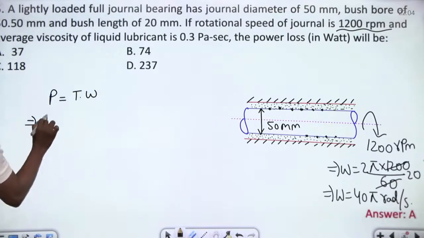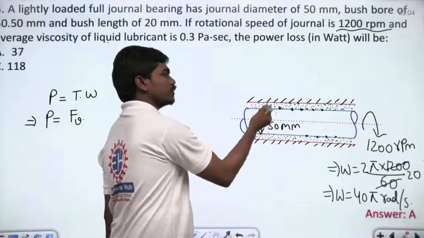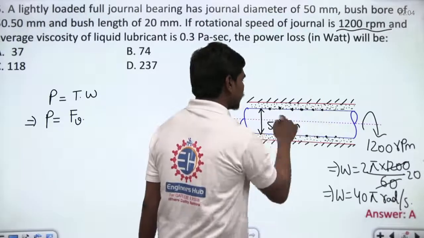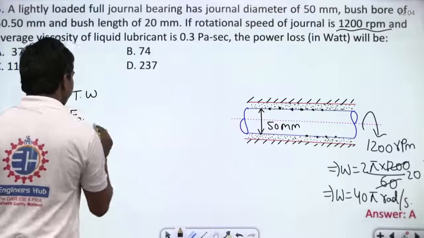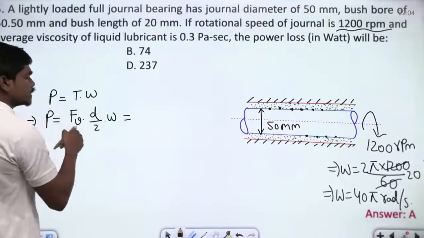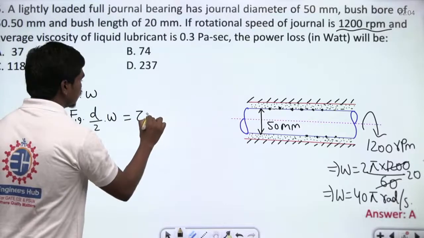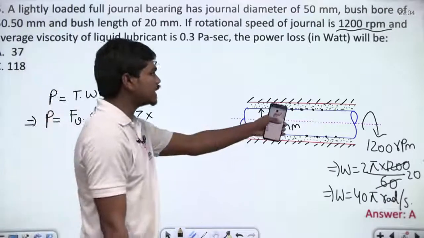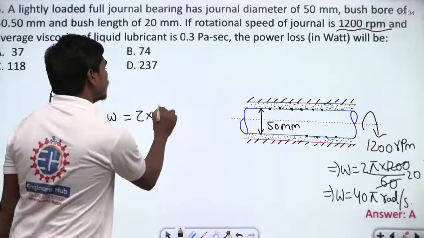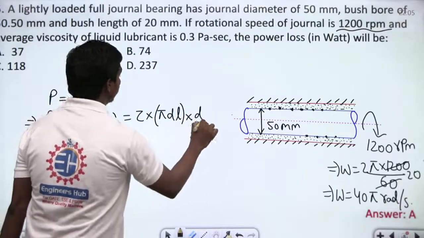So how can we write this torque? Torque is nothing but viscous force into the radius at which this viscous force is acting, and at every point this viscous force will be acting on the periphery of the shaft, and that is d by 2, into omega. And what is this viscous force? Viscous force can be written as shear stress into area of contact. That is nothing but shear stress into the area in contact between fluid and solid, which is the circumferential area of the shaft, pi dl, into d by 2 into omega, correct?